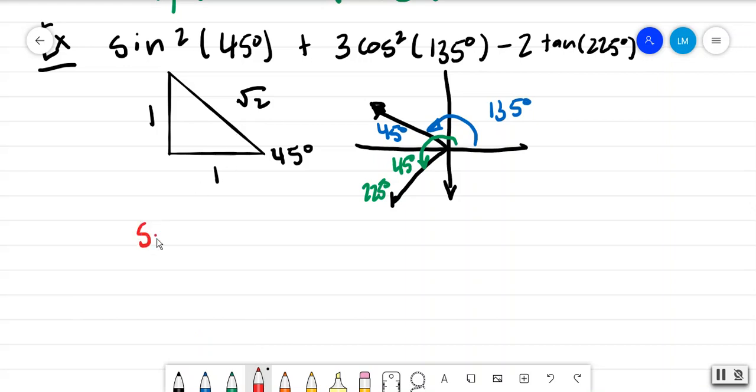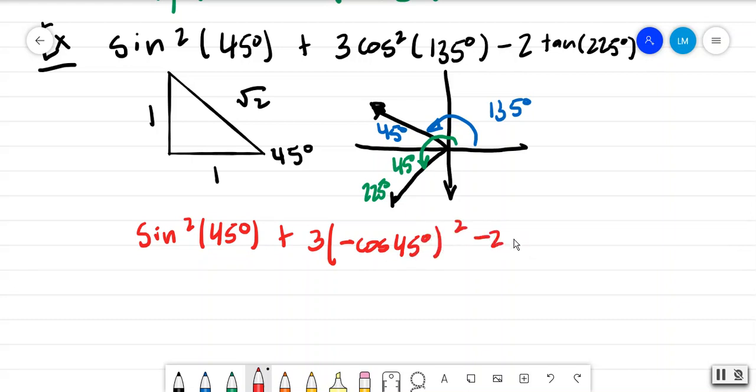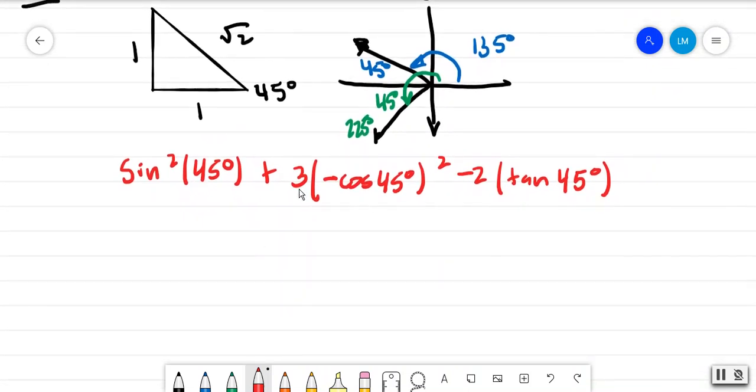So we have sine squared of 45 degrees plus 3 cosine. Now I'm going to put some parentheses, and maybe I should put a big parenthesis. And then I'm going to put minus cosine of 45 degrees, and then square it. Minus 2, and that's actually positive because it's in the third quadrant. Okay, so let's go ahead and substitute into this equation.